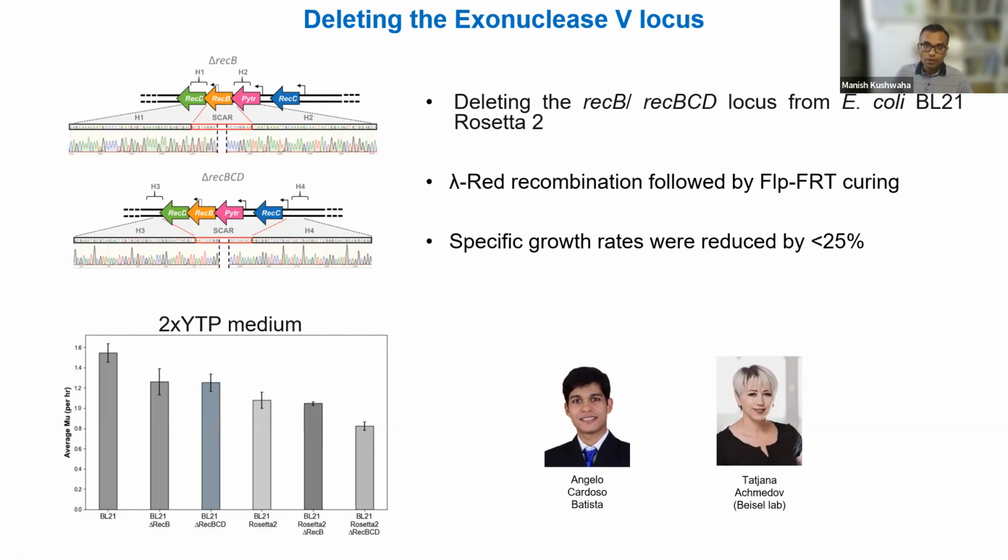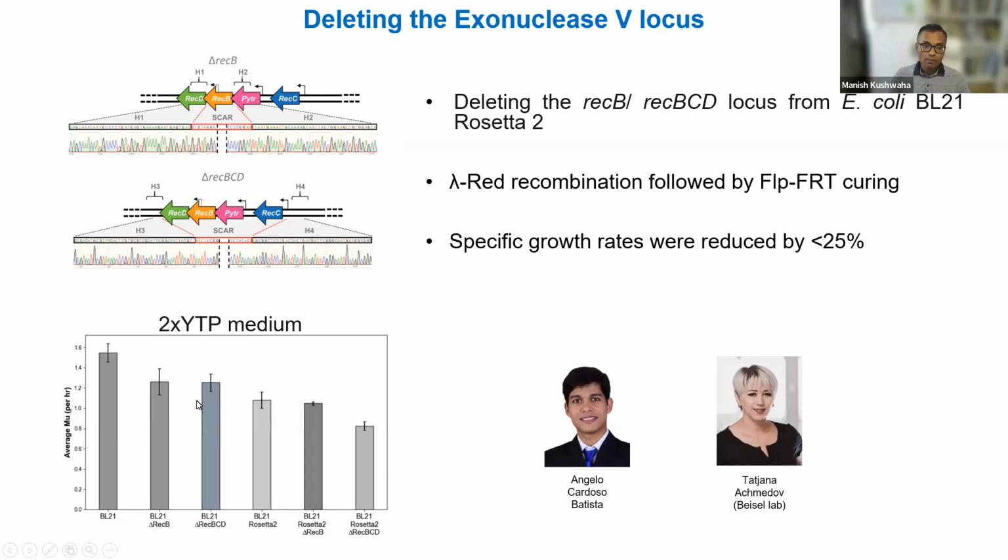So of course, we went ahead and did these designs. We did lambda red recombination to get rid of either RECB or RECBCD, all three genes of the complex. And then we wanted to be sure that these cells grow fine, because previous reports indicated that although RECB seems to grow all right, RECBCD is severely impaired in its growth. So we were expecting that RECBCD deletion mutants would grow much slower, but at least in our hands, we did not find that. There was about 25% growth reduction for the BL21 Rosetta 2.